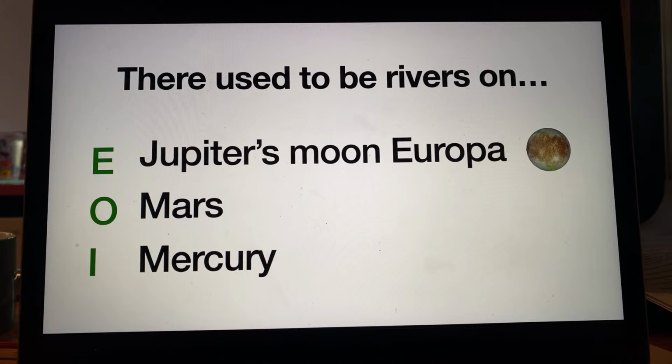There used to be rivers on... I think this is quite tough. You really have to be listening, didn't you? The whole way through. And there were a lot of words in this lesson. Did there used to be rivers on Jupiter's moon, Europa? Write an E. Did there used to be rivers on Mars? Write an O. Did there used to be rivers on Mercury? Write an E.